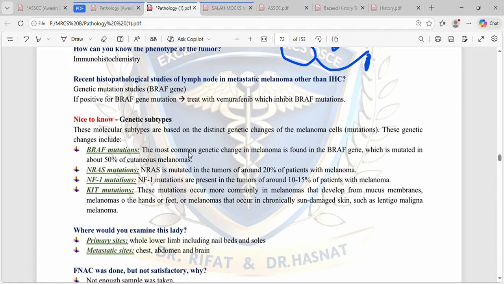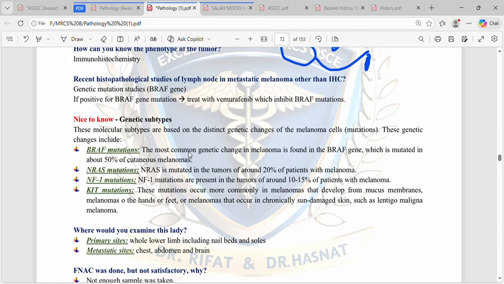The most common genetic change in melanoma is found in the BRAF gene, which is mutated in about 50% of cutaneous melanomas. And NRAS mutation. NRAS is mutated in the tumors of around 20% of patients with melanoma, and NF1 mutations are present in the tumors of around 10 to 15% of patients with melanoma. KIT mutation. These mutations occur more commonly in melanomas that develop from mucous membranes.